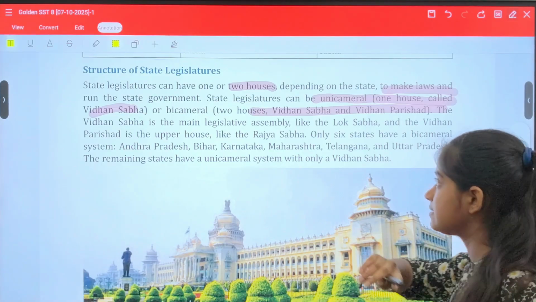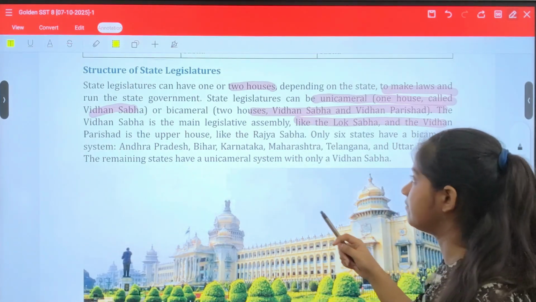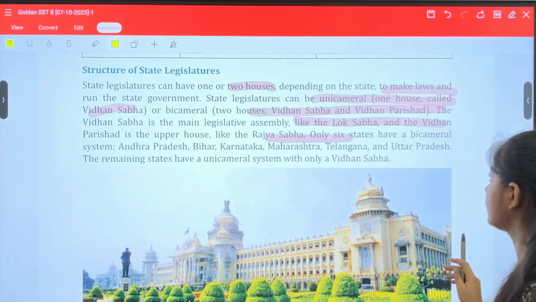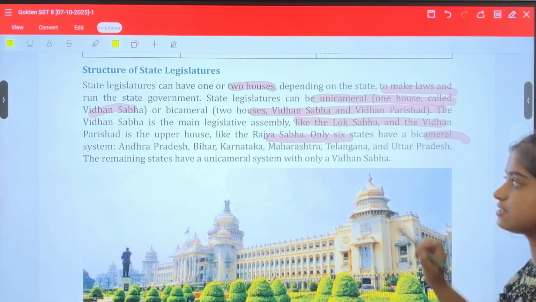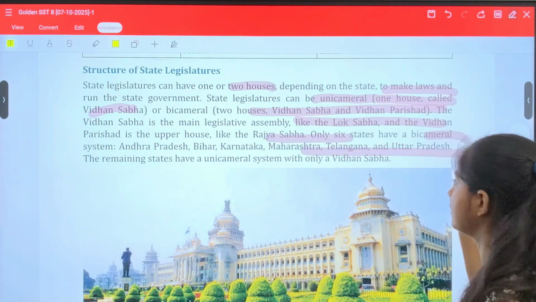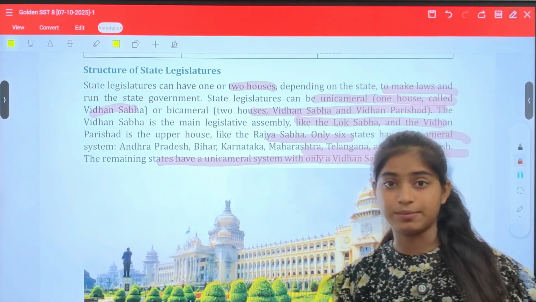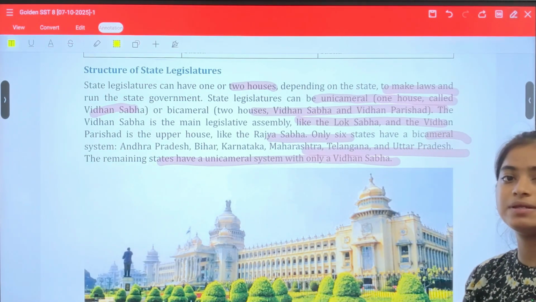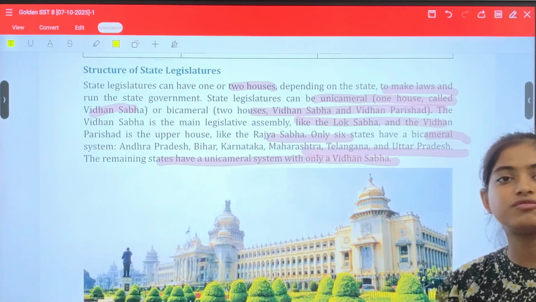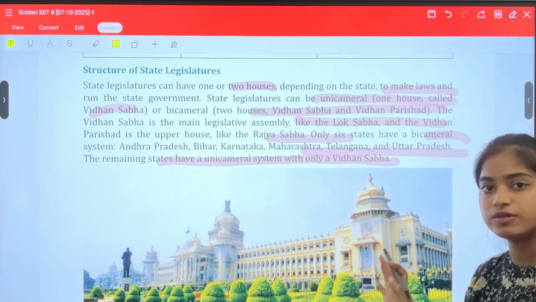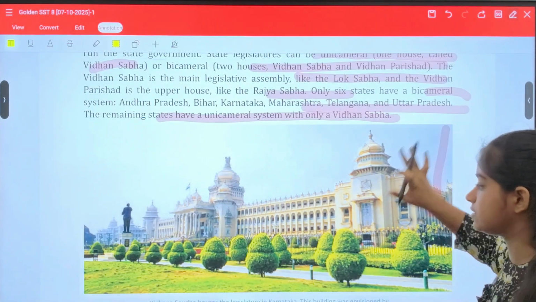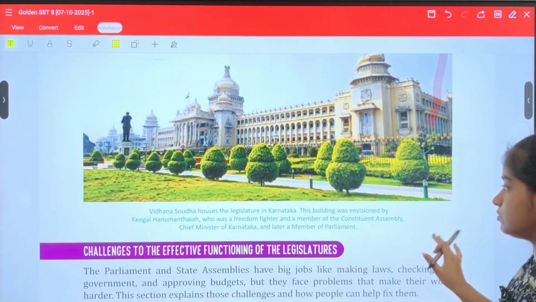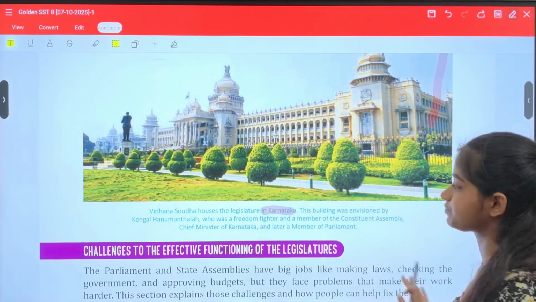The Vidhan Sabha is the main legislative assembly, like the Lok Sabha, and the Vidhan Parishad is the upper house, like the Rajya Sabha. Only 6 states have a bicameral system, which are these. The remaining states have a unicameral system, which means we have only the Vidhan Sabha. This is a picture of the Vidhan Sabha house of legislature in Karnataka.